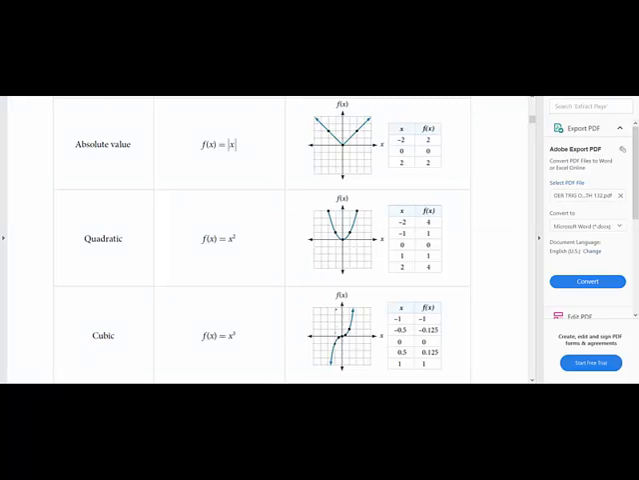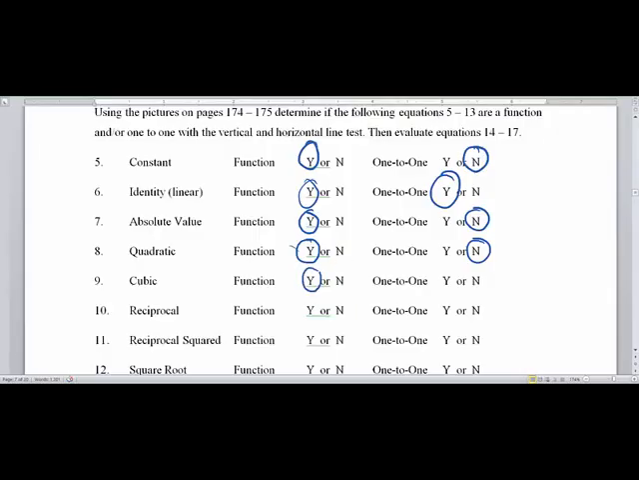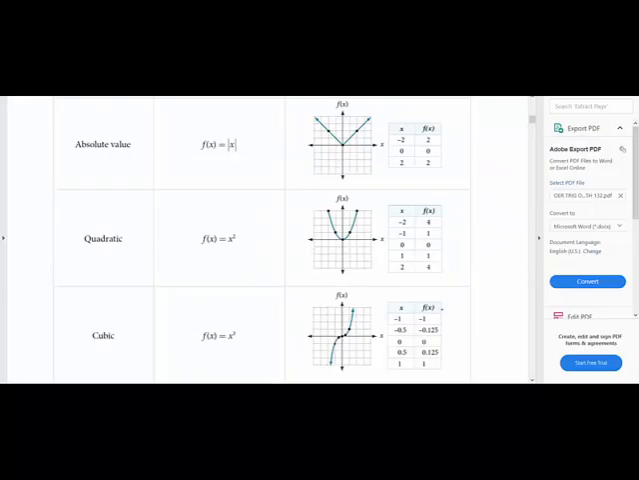Cubics pass vertical and horizontal. This point here at the origin, it flattens but doesn't stay flat for more than 1 pixel. That point at 0 is its only flat spot, and then it just moves up from there. So cubics, yes and yes. It is a function and one-to-one.